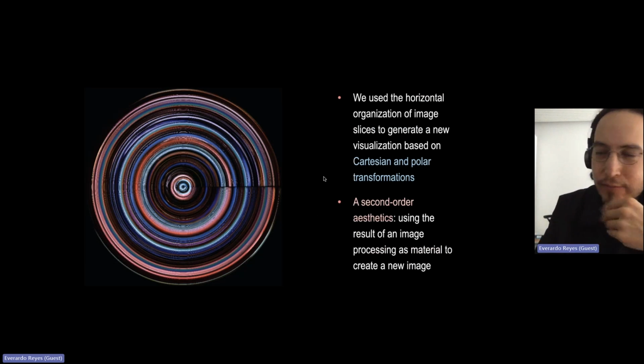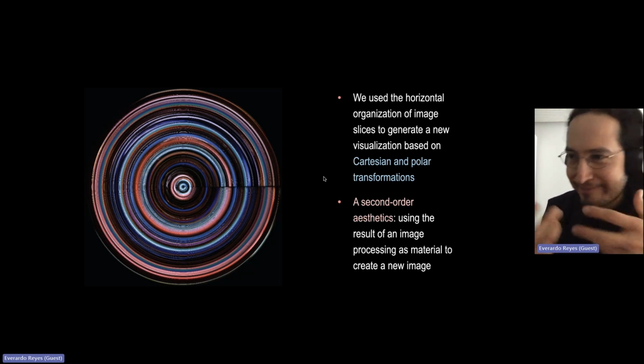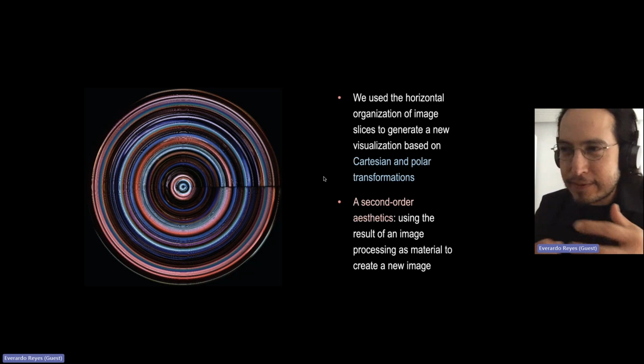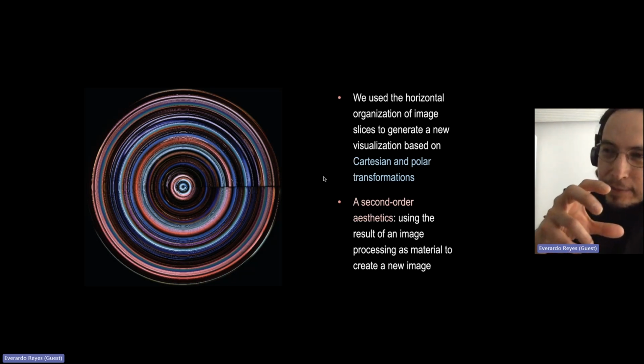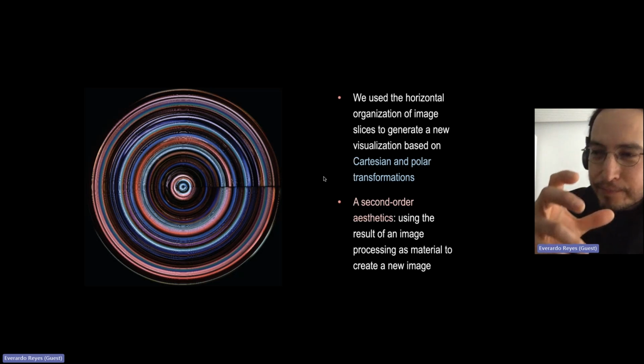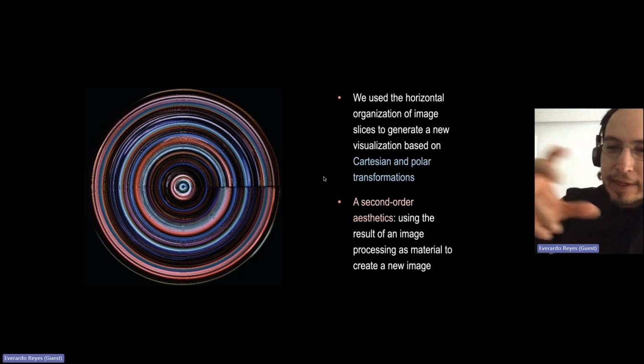We do this. What can we do with this? This is what I call a second order aesthetics, right? It's like using the product, the result of an image processing routine, as the primary resource to do something else.